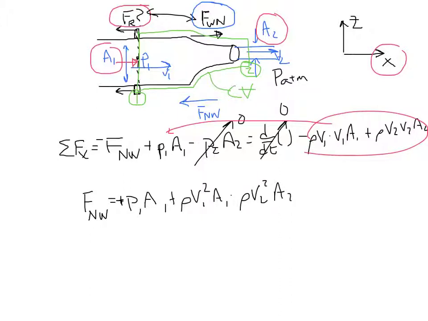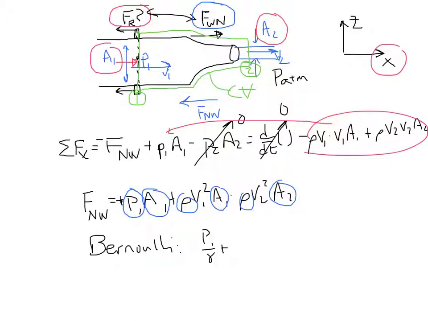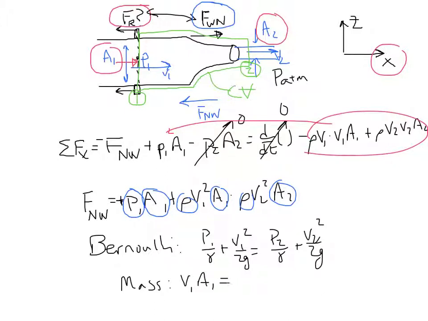All right, now what are we given in this particular equation? We're given P1, we're given A1, A2, given density, but we're not given the velocities. So how can we solve for the velocities? I don't have space to do it here. I just want to go through the setup. The Bernoulli equation tells us P1 over gamma plus V1 squared over 2g is equal to P2 over gamma plus V2 squared over 2g. And then mass conservation tells us V1 A1 equals V2 A2.